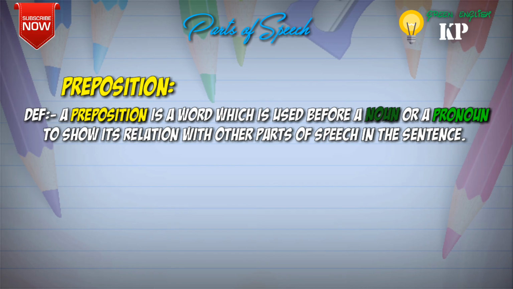Preposition. A preposition is a word which is used before a noun or a pronoun to show its relation with other parts of speech in a sentence. A preposition may form a phrase modifying another word in the sentence, and such a prepositional phrase may function as an adjective or as an adverb. Here is a list of words commonly used as prepositions.